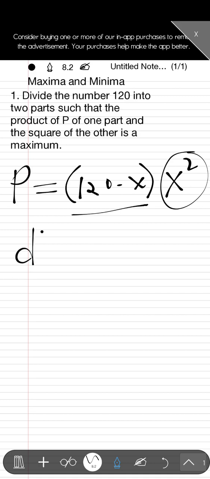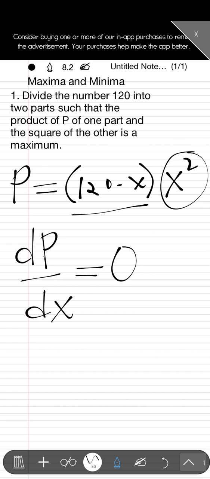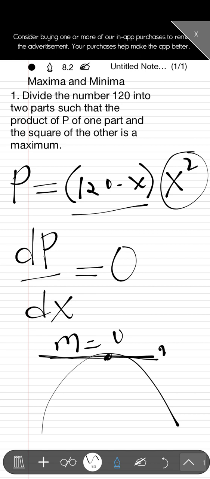So we have to find dP over dx. Kung meron na tayo dP over dx, we will equate this one to 0. Bakit tayo mag-equate to 0? Because ang dP over dx is actually slope. Slope m is equal to 0. Pag i-graph mo, yung pinaka-maximize niya dito, the slope of this one is 0. Kaya dP over dx is equals to 0. Sa pinaka-mataas dyan, the slope is 0.